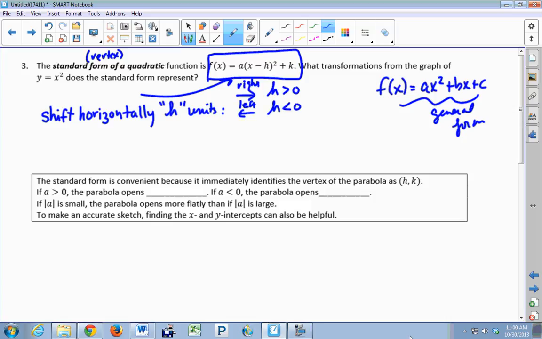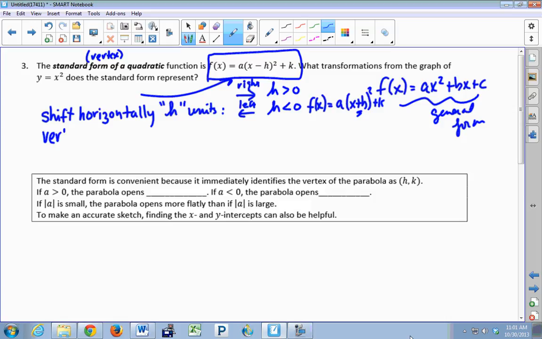And when h is negative, this equation is going to look like this: x plus h squared plus k. So when h is negative, that subtraction changes to addition. So that's how you'll always know if the x value of your vertex is plus or minus. If this subtraction changes to addition, then you know your x coordinate is a negative value. It's to the left. Okay, what else is happening here to x squared? We have shifting horizontally h units, Ben?